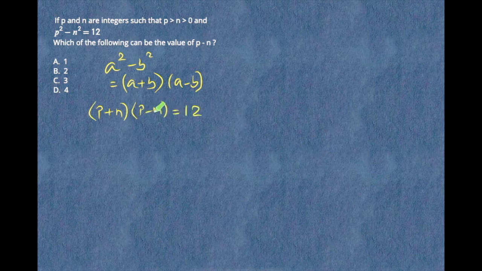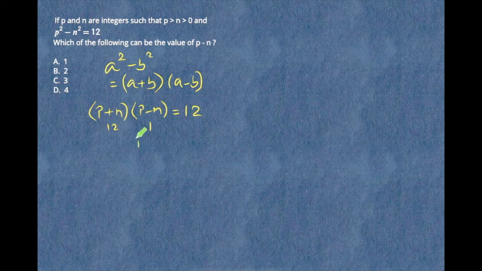What is the value of p minus n? So we don't need to solve individually. We have to just see what is one possible value for p minus n. So let's assume p minus n is 1. So if this is 1, then this should be 12. That's how you'll get 12 times 1 equals 12.